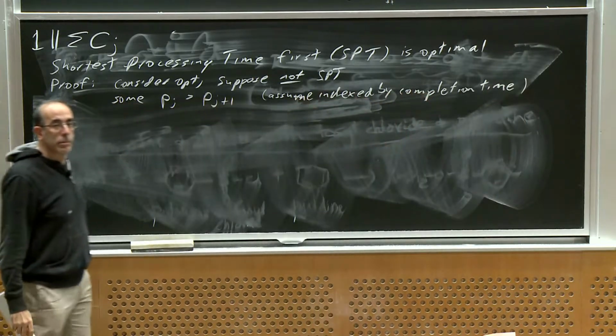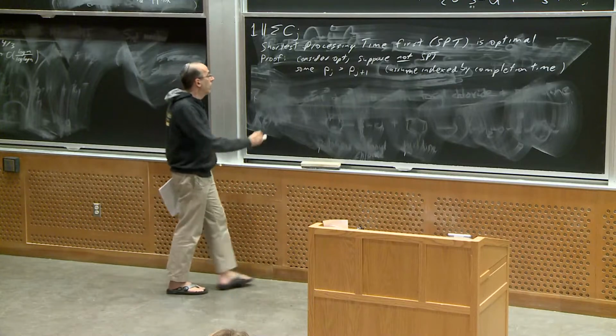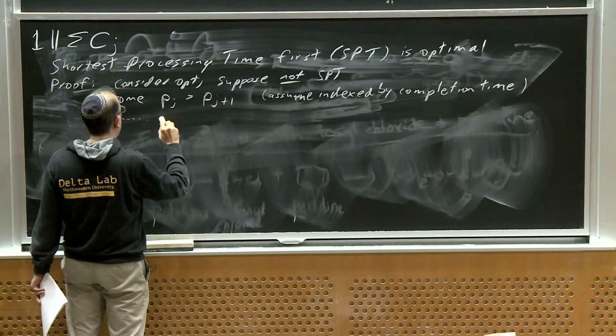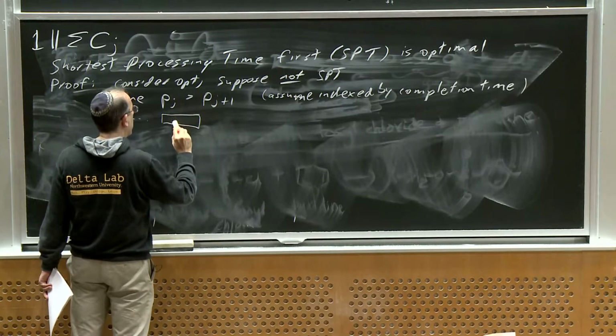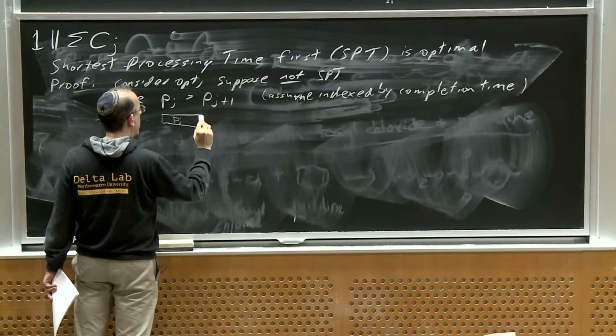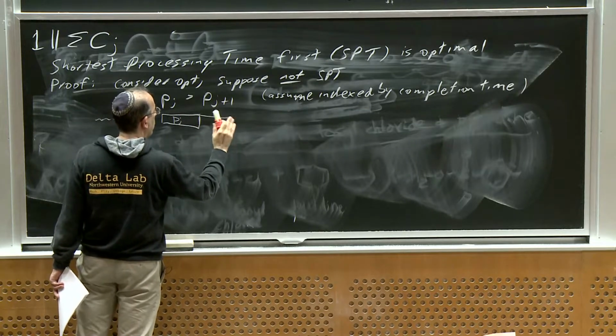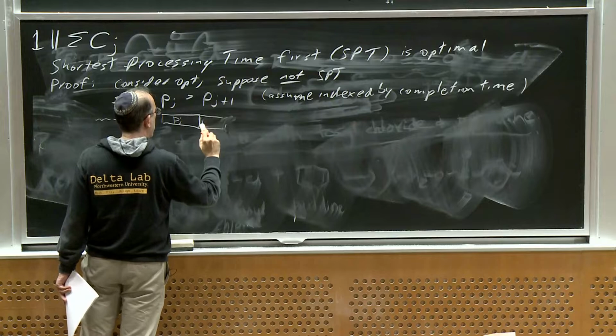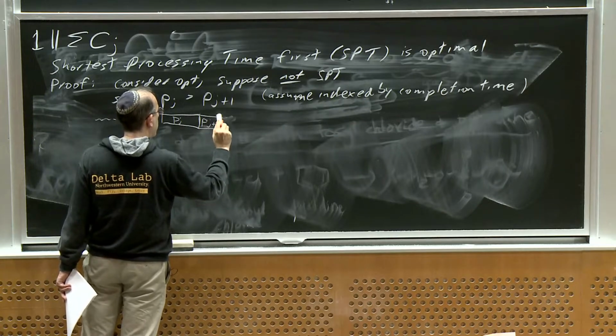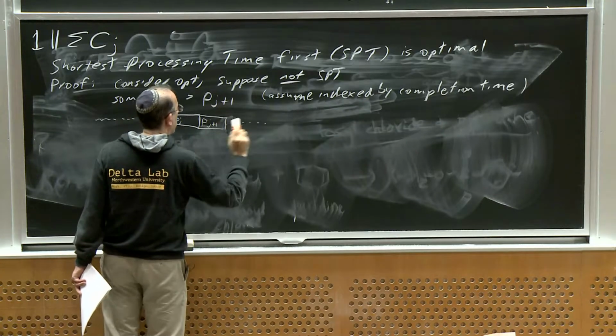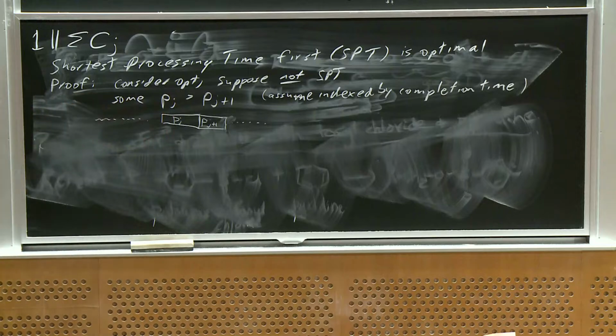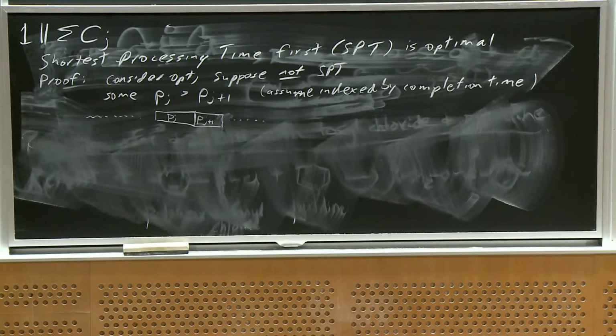Okay? So we've got a bunch of jobs that run. Then we have some job that takes time Pj. And then immediately after it, we have a shorter job that takes time Pj plus 1. And then we have more jobs. Okay? So how do I get a contradiction to my assumption? Yes?